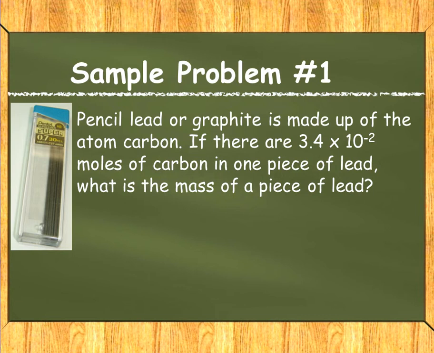Could you read? Okay, Ashley. Pencil lead or graphite is made up of the atom carbon. If there are 3.4 times 10 to the negative 2 moles of carbon in one piece of lead, what is the mass of a piece of lead?